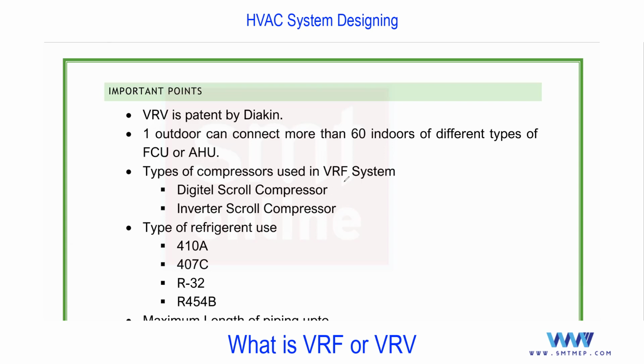So you see the type of compressor you use in VRF. When I use the term VRF, it includes VRV also. Okay, repeatedly I'll not use both the terms. VRF means by default with the VRV. So for the type of compressor, one is a digital scroll compressor and the second is an inverter scroll compressor.